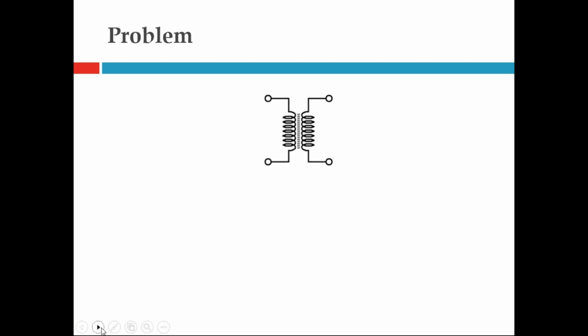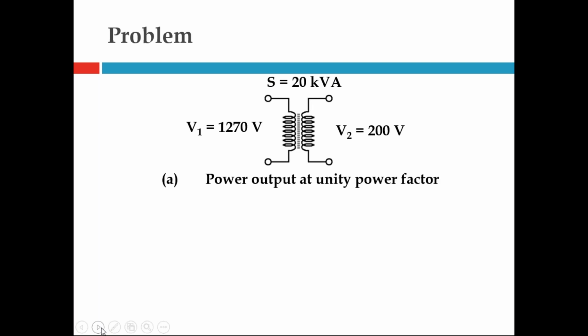Now let me see one more problem. The primary voltage is 1270 volts and the secondary voltage is 200 volts, and its power rating is 20 kVA. Then what is the power output at unity power factor? Just do this problem and find the value of the output. The formula is P equals VI cos phi. Then find the power output.